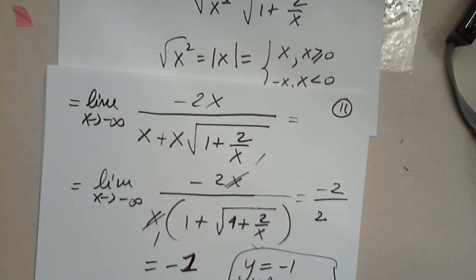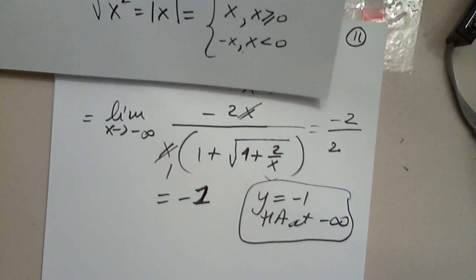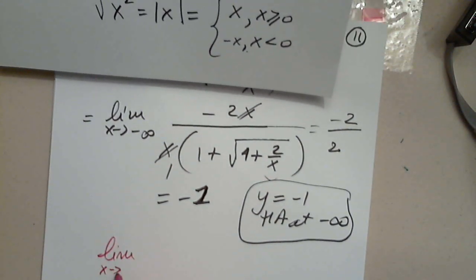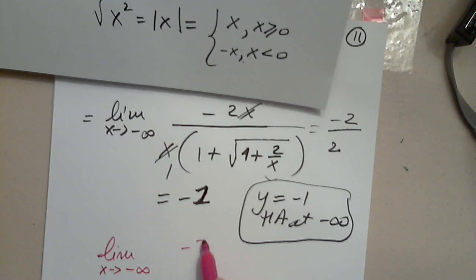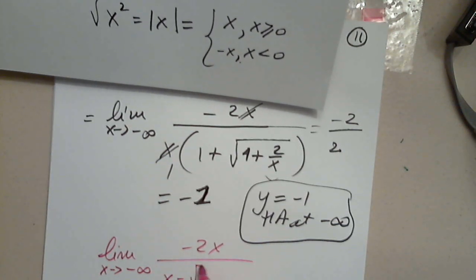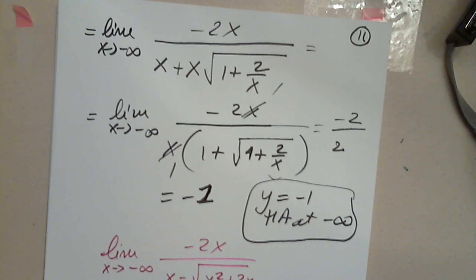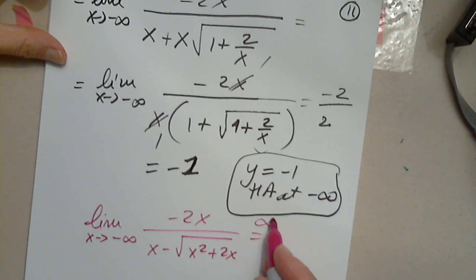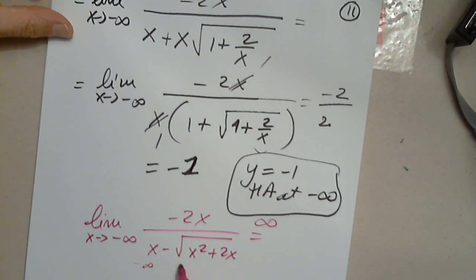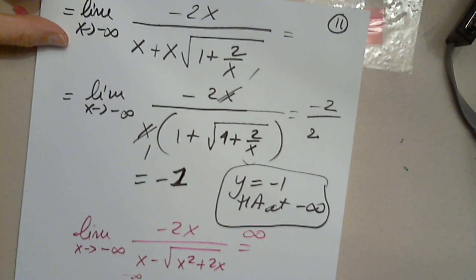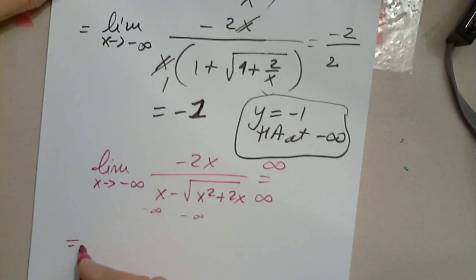Now, I'm curious, if we had stopped here with -2x and x minus the square root of x squared plus 2x, and used L'Hopital's rule, which we can. Why? Because the numerator goes to infinity, this one goes to -infinity, and this one goes to -infinity. -infinity minus infinity is not an indeterminate case, it is -infinity. So now I can use L'Hopital's rule, and let's see what happens.